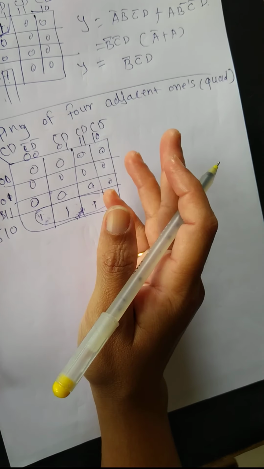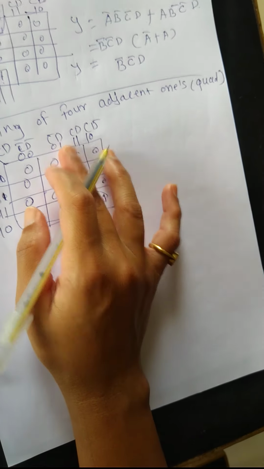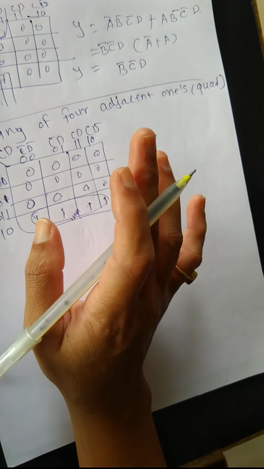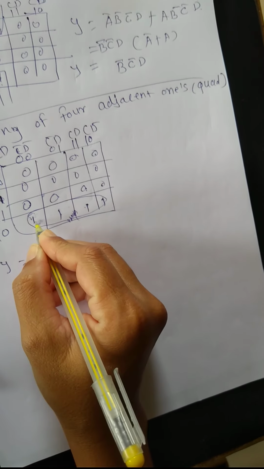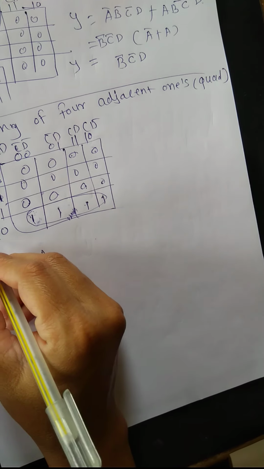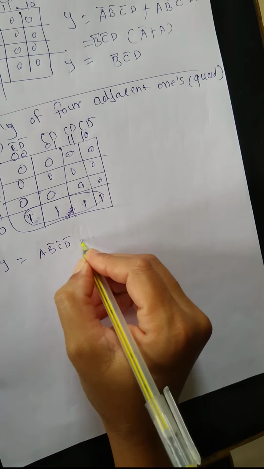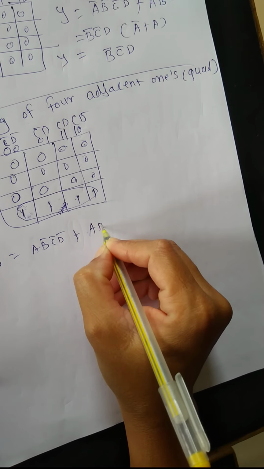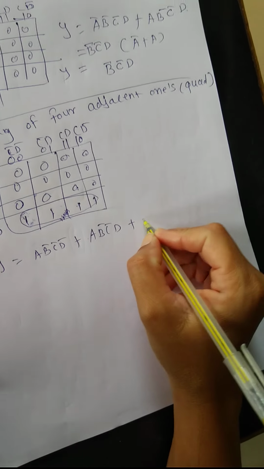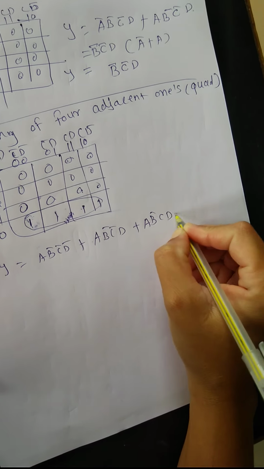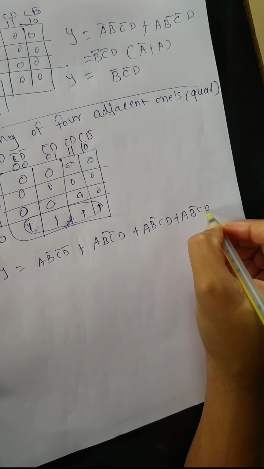And for a pair, one will be eliminated and one will remain, and in a quad, 2 will be eliminated and 2 will remain. That is the logic. So for the grouping, the terms are A B bar C bar D, then A B bar C bar D, then A B bar C D, and then A B bar C D bar.